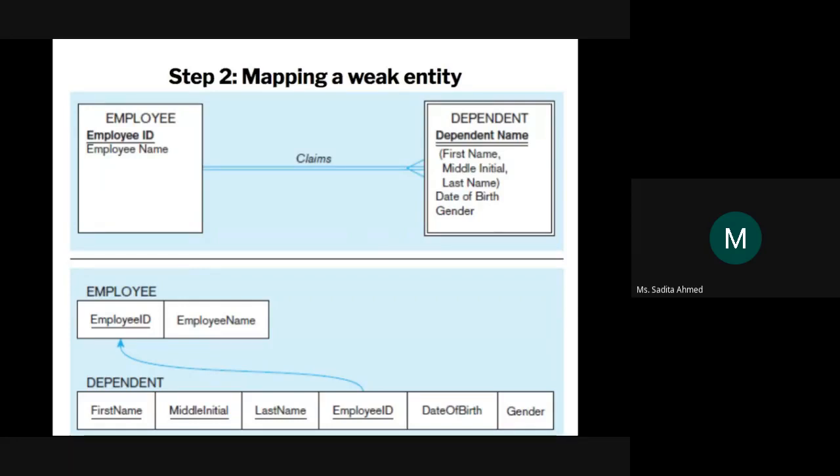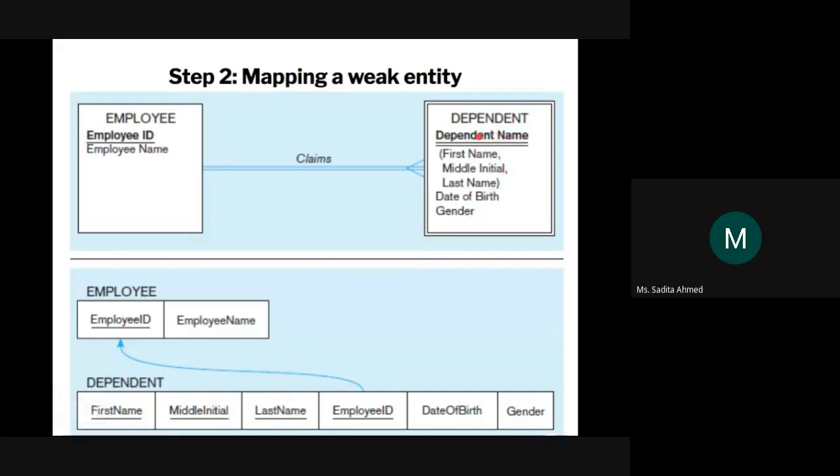Right? So first of all, the partial identifier part we will see a little later. If it is a composite attribute, what do we do? We will separate it. That is, we will have attributes for first name, middle initial, last name. These three attributes we will have, as you can see.